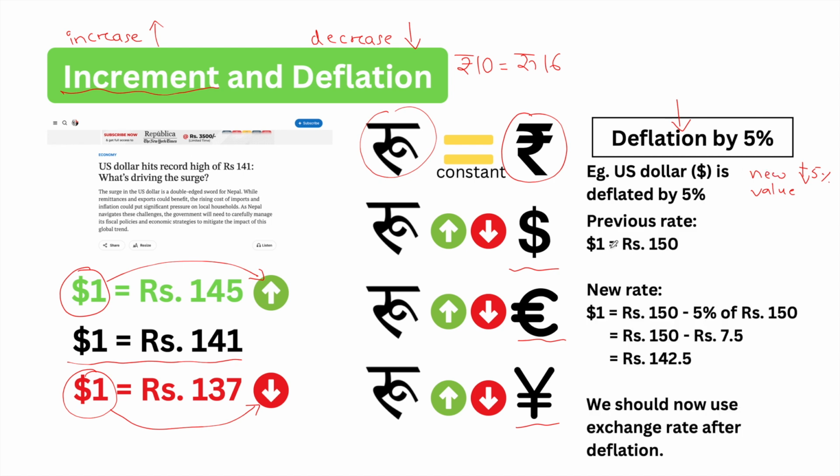So here the previous rate of US dollar is 150 Nepalese rupees and the new rate is such that we need to subtract 5% of previous rate from the previous rate, and this will give $1 is equal to rupees 142.5. So we should now use exchange rate after the deflation. So this is about solving the deflation problem.